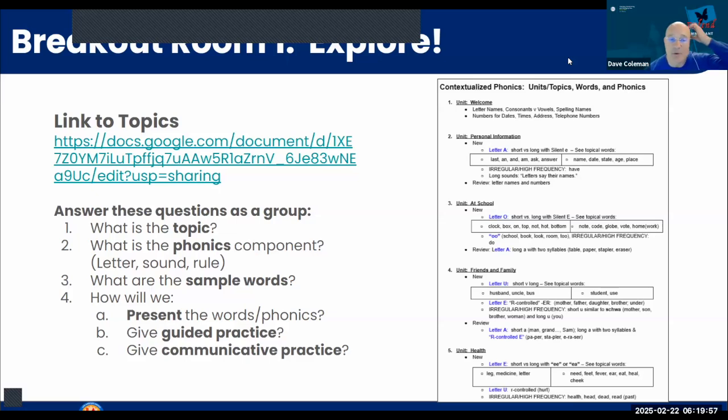What is the phonics component? Is there a certain letter or sound or rule? What are the sample words from that topic that are being used to practice the phonics? And then how might you consider presenting the words, giving students guided practice or communicative practice?